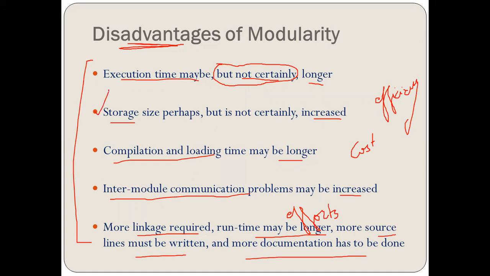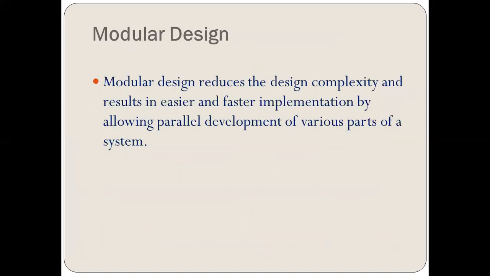With the help of storage size, compilation time, execution time, inter-module communication, linkage required, runtime, documentation, and source lines, right? So these are the main disadvantages if we are increasing the number of modules beyond a certain level, which is not required. So the right decision is understanding how many modules are to be defined for a software.